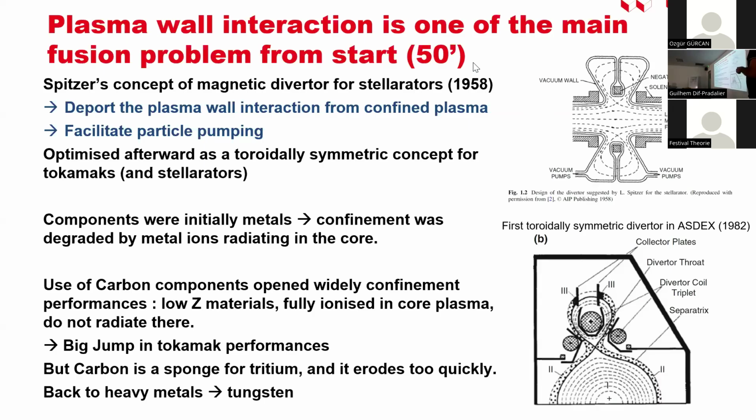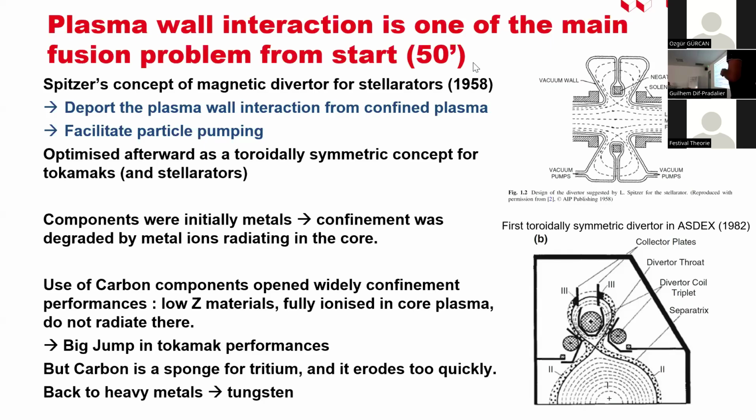It doesn't work so well because you disturb the magnetic field a lot close to the confined plasma. But eventually, this configuration was optimized to make a toroidally symmetric divertor, and the first concept of it was tested in Germany, in ASDEX, in the 80s, where they got H mode and so on. It was the path to improved confinement.